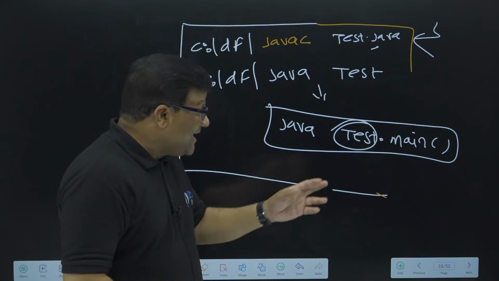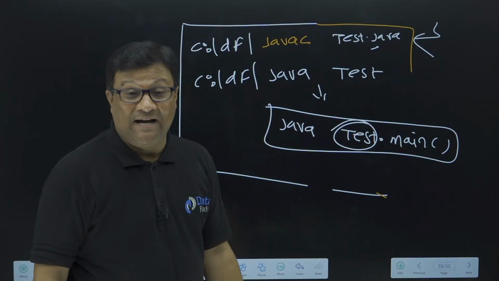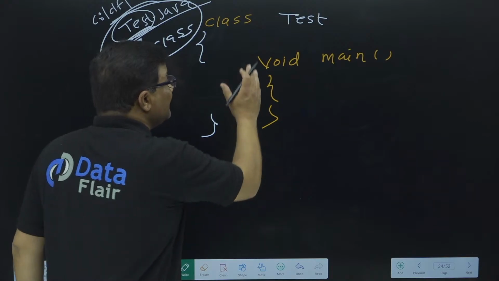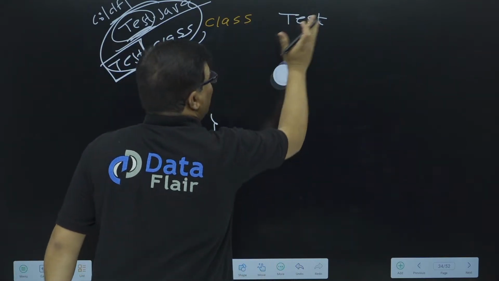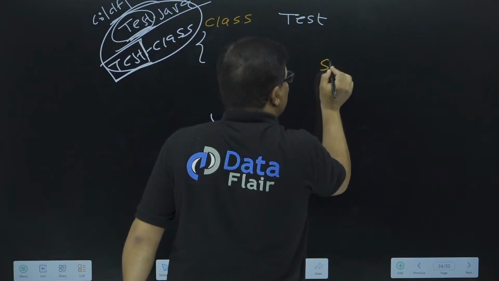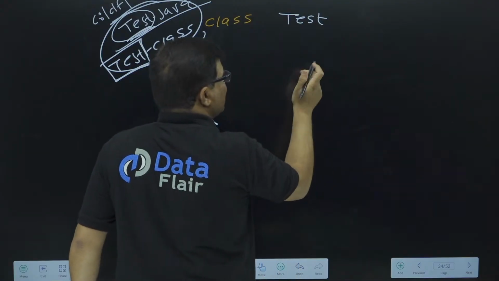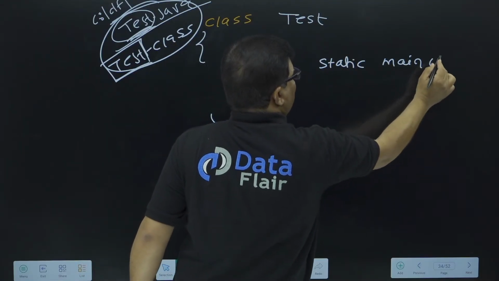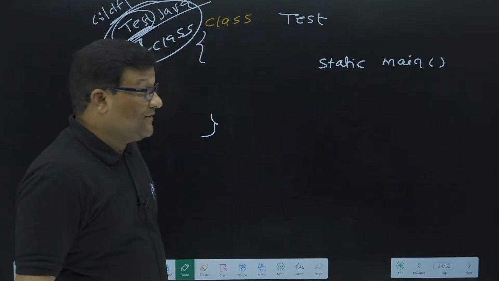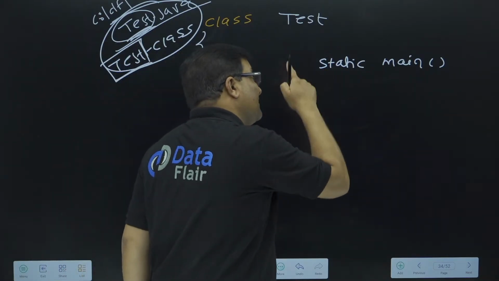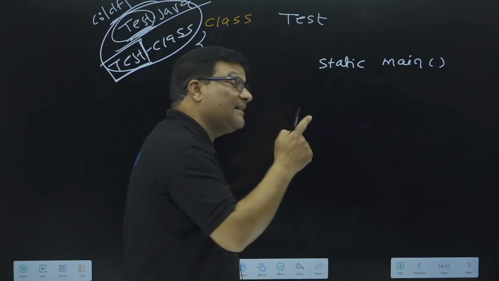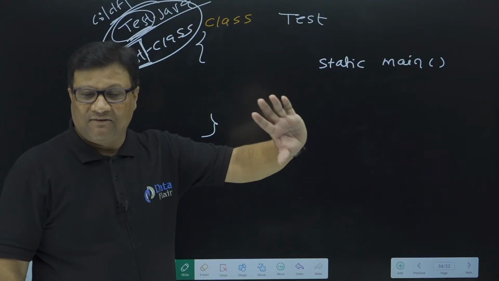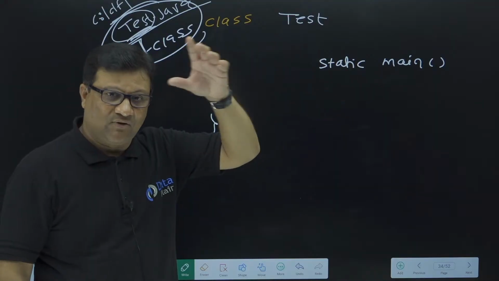Got it? So if main is called by JVM with the class name, you have to declare this main in Java as static main. Simply we need to write the keyword static. So main in Java is always declared as a static method. There are multiple ways to write a Java main method, I'll explain this concept later on.